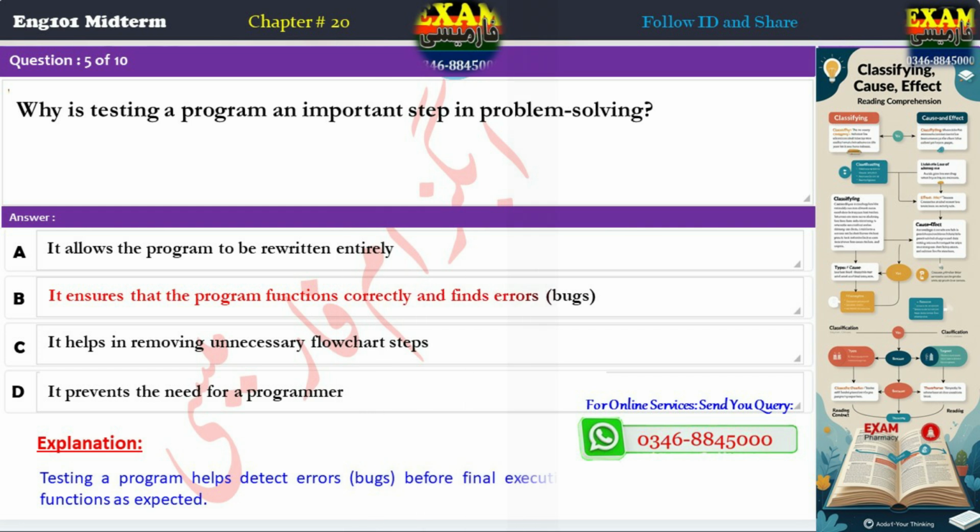Correct answer. B. It ensures that the program functions correctly and finds errors, bugs. Explanation. Testing a program helps detect errors, bugs, before final execution, ensuring that the program functions as expected.